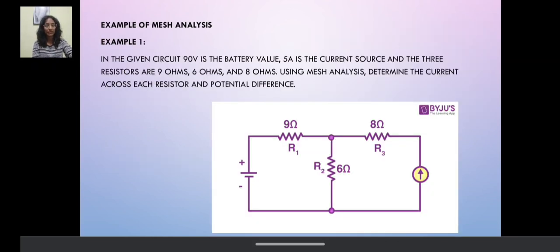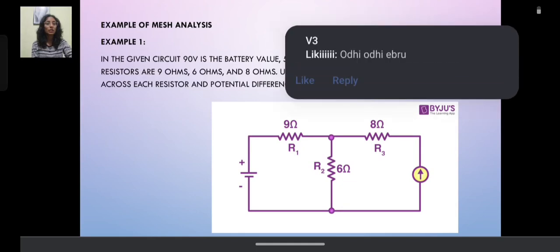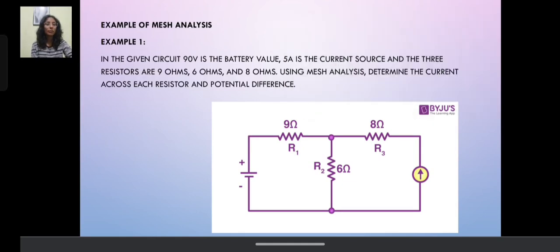Example of mesh analysis. Example 1. In the given circuit, 90 volt is the battery value, 5 ampere is the current source, and the three resistors are 9 ohms, 6 ohms and 8 ohms. Using mesh analysis, determine the current across each resistor and the potential difference. So R1 is 9 ohm, R2 is 6 ohm and R3 is 8 ohm in this diagram of example 1.